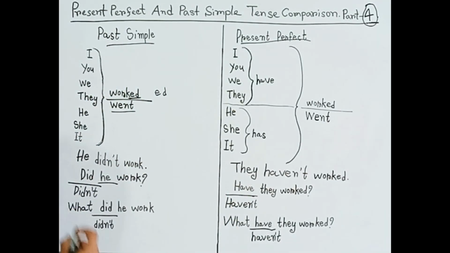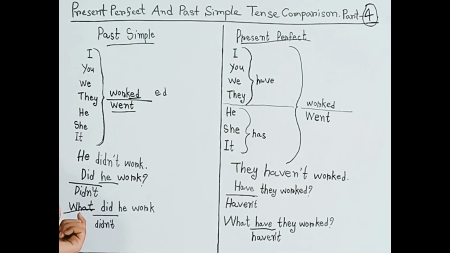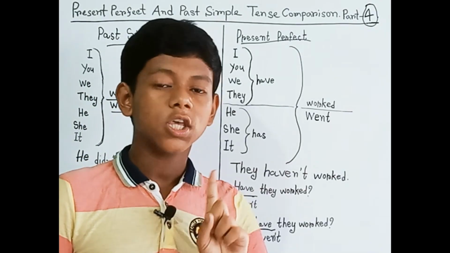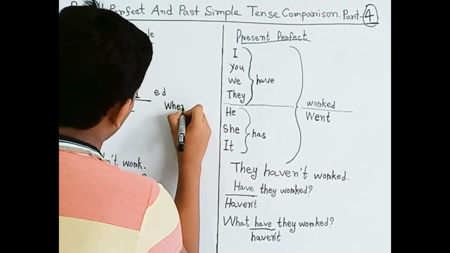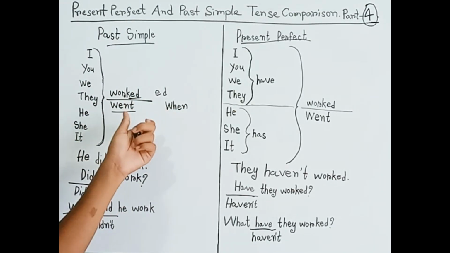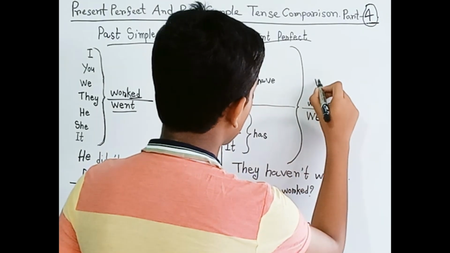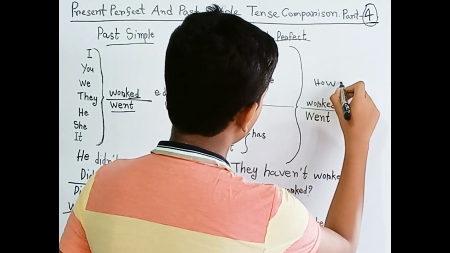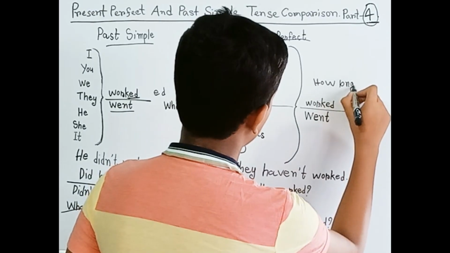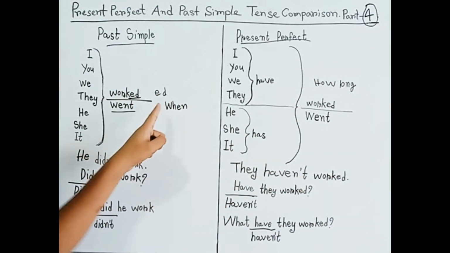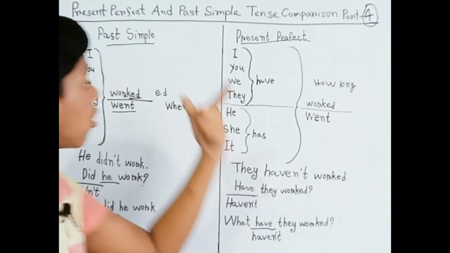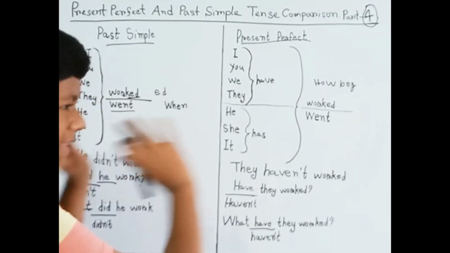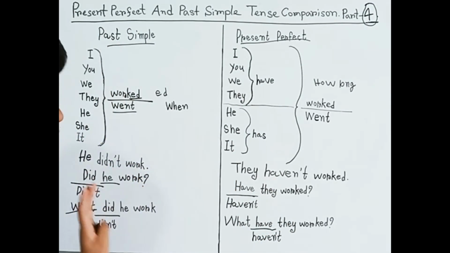So here I have just written what, but you can use any kind of WH question. But you have to keep one point: when is only used with the past simple, and how long is only used with the present perfect. Apart from these, you can use any kind of WH question with both of them.